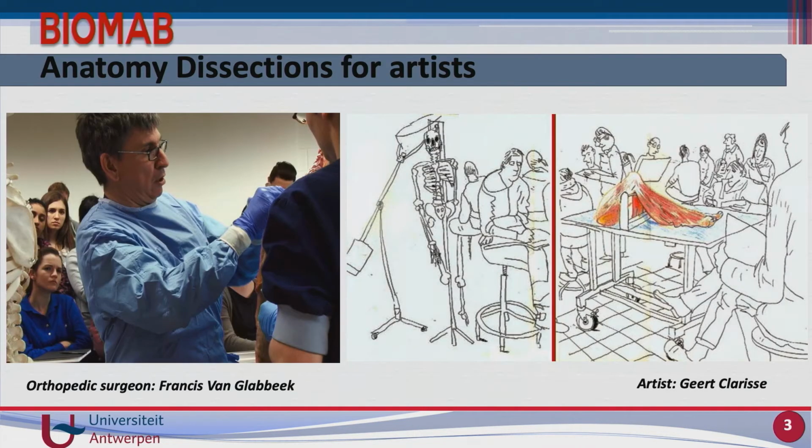examples of that. So here you can see the orthopedic surgeon Francis van Glabik, who does the dissections on an arm and on a leg mainly. And one of the drawings from Geert Clarisse, who's a teacher in the art school in Ghent, he teaches cartoon and animation. And it's always very funny how you can capture a mood.